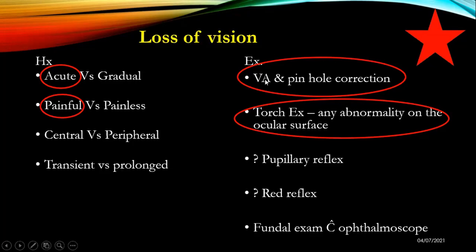And then at OPD setup, you can assess these patients with a visual acuity with a standard Snellen's chart, unaided, and with their spectacles and with pinhole correction. And you can just do a torch examination to see whether there's any abnormality on the ocular surface. If you are familiar with it, do a pupillary reflex and red reflex examination with the torch, and if possible, do a fundal examination with the direct ophthalmoscope. All of this can be done at an OPD setup to diagnose whether this is a quite acute or very emergency situation, where you have to refer the patient to the eye unit quite urgently, or whether you can wait.